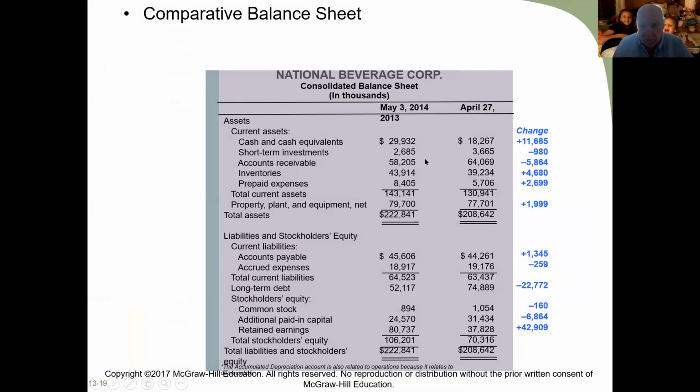Short-term investments, let's go to receivables. Receivables went down, right? Went from 64, it went down, so that's a favorable cash flow. Inventories went up, as did prepaids. That is a negative cash flow, okay? Liabilities, if it goes up, it's good. If it goes down, it's bad. Think in terms of cash.